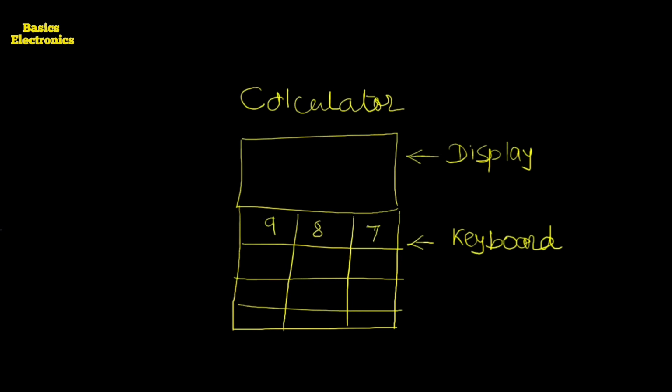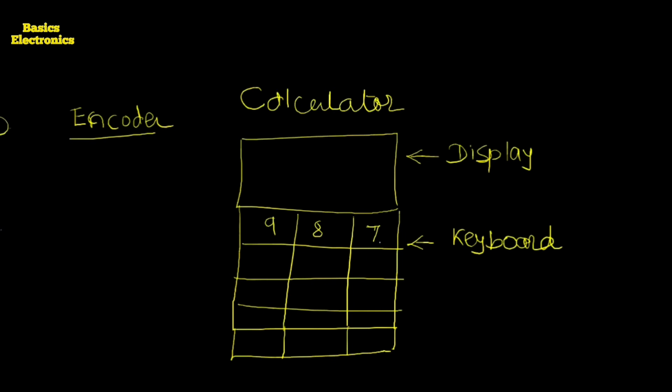The decimal digits and the symbols are there. So if we press the decimal digit 7, then inside this calculator there is a circuit that we call the encoder circuit. The encoder circuit encodes the decimal input and converts it into the binary input.